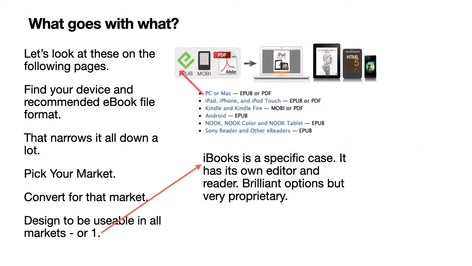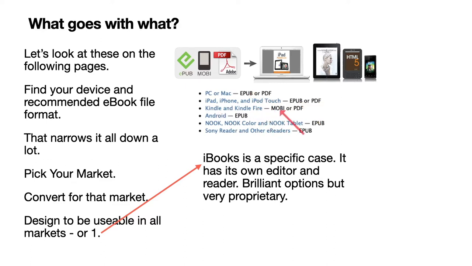What goes with what? ePub, Mobi and Adobe go with the iPad or the desktop, a Kindle, HTML5, Kindle readers and iPhones. Find your device and recommended ebook file format. So if you're going to PC or Pub, you've got that one. iPhone, iPad, iPod Touch, ePub or PDF. Now, if you export ePub to a Mac or an iPhone, its default program that will open it is Books, Apple's Books. As long as you've done your groundwork right, it gives a pretty good format. PDF, of course, works on both of them.